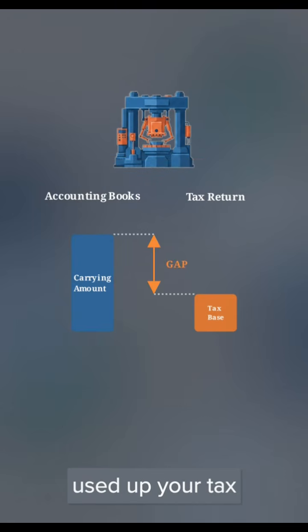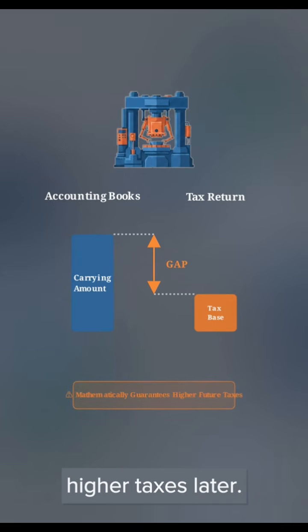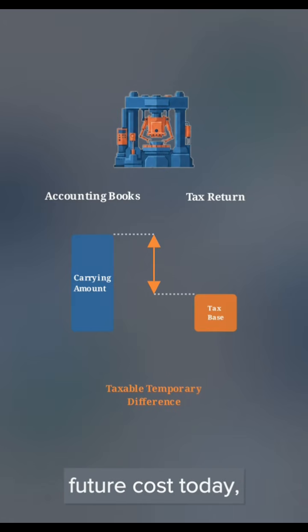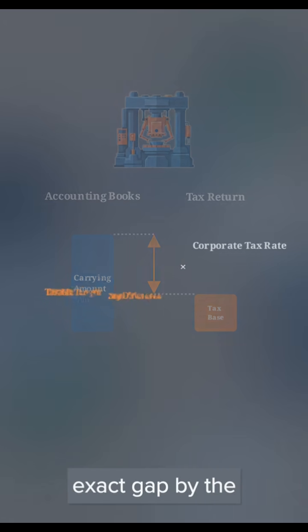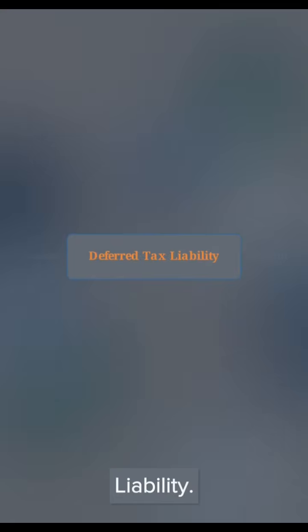Because you've used up your tax deductions early, you're mathematically guaranteed to owe higher taxes later. IAS 12 calls this specific gap a taxable temporary difference. To lock in that future cost today, you multiply this exact gap by the corporate tax rate, creating a formal obligation for taxes owed tomorrow, a deferred tax liability.